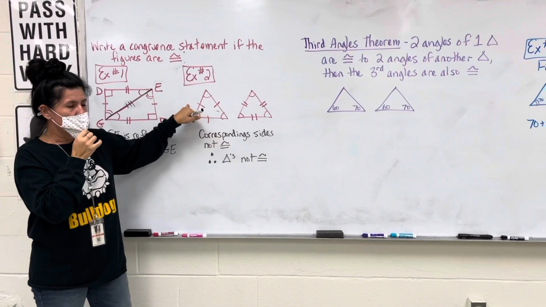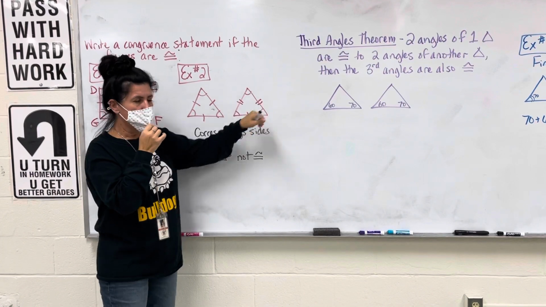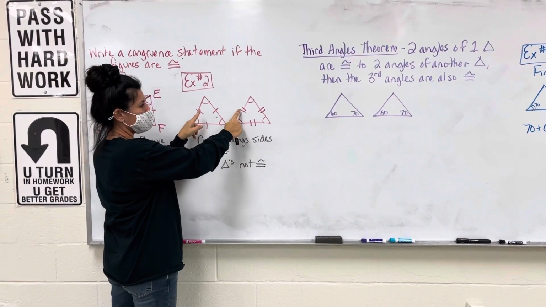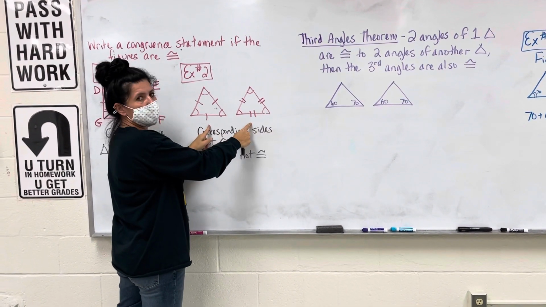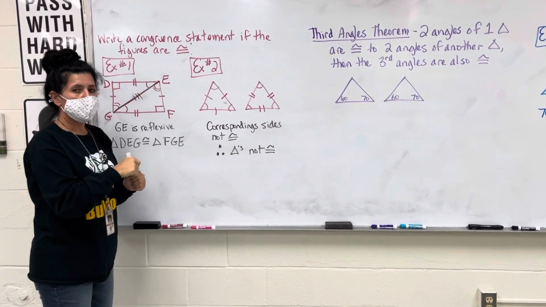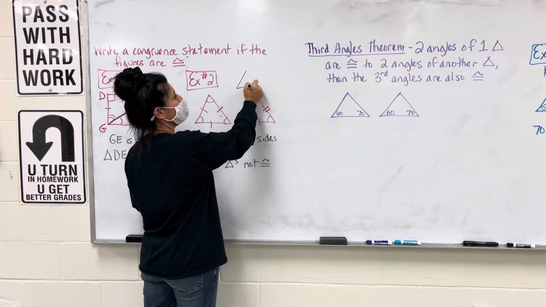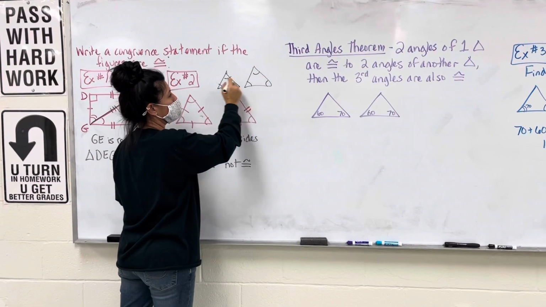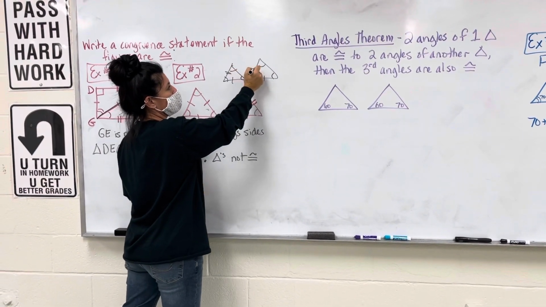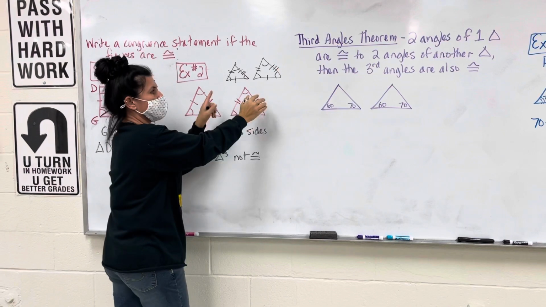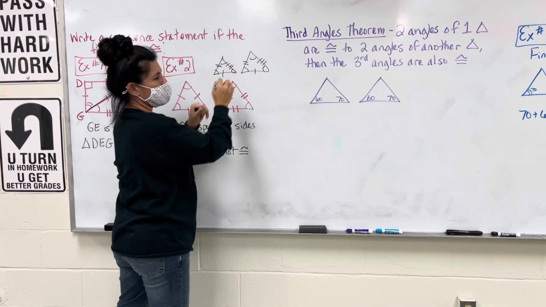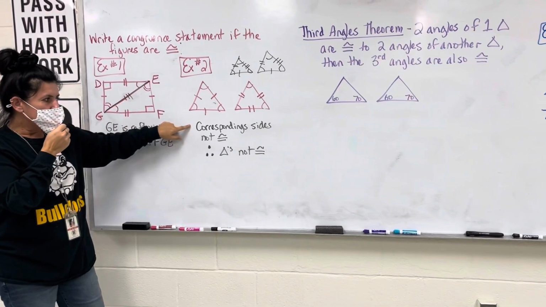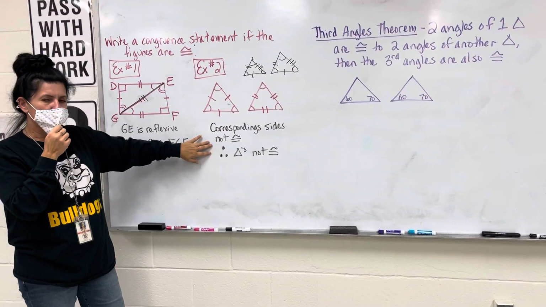These three sides are congruent. These three sides are congruent. But I do not know that corresponding sides are congruent. These two aren't congruent. These two are not. These two are not. So I do not know that those triangles are congruent. To fix it, it would look more like this. Congruent, congruent, congruent. Then we could say that those triangles are congruent. So because the corresponding sides are not congruent, this triangle is not congruent.